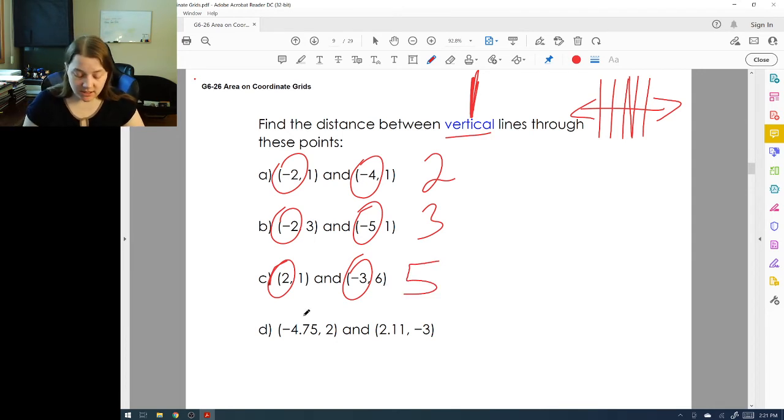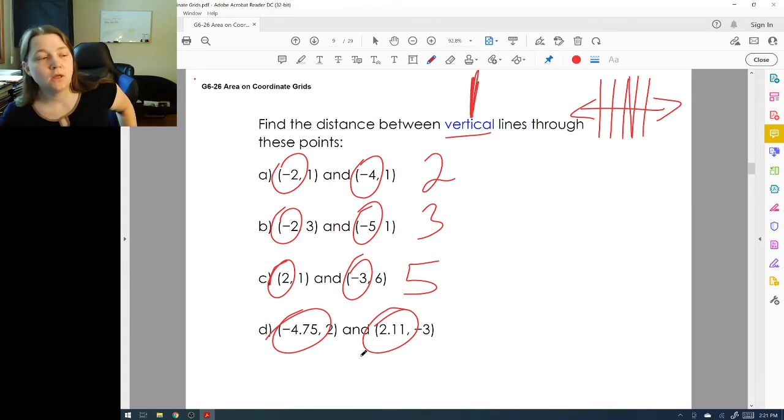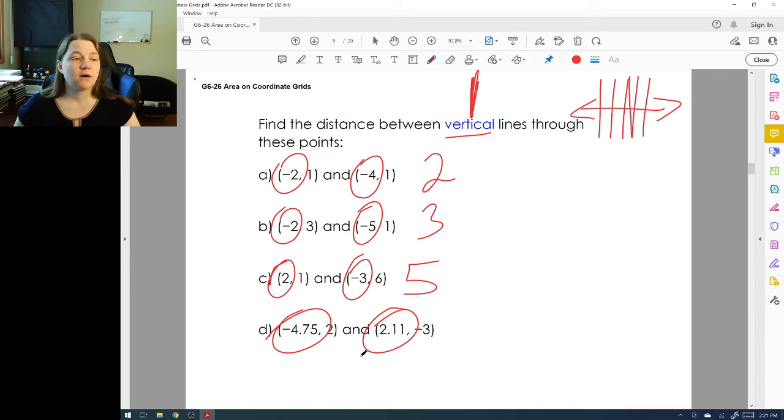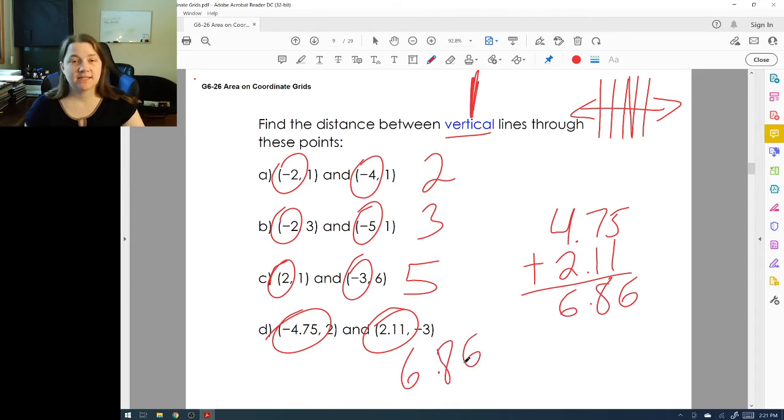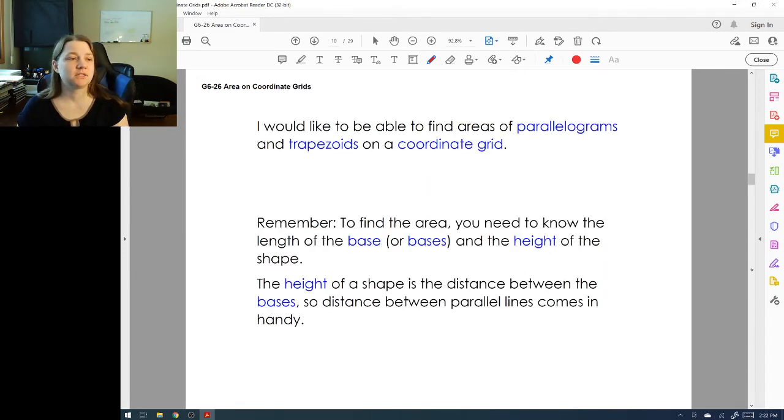Same thing for letter D. Because these are on 2 different sides of 0, we would want to make sure that we are adding up these numbers. So we'd want to go 4.75 steps and another 2.11 steps. That would end us up with 6.86 steps. How do you take 86/100ths of a step? Don't know. That's the magic of coordinate grids.